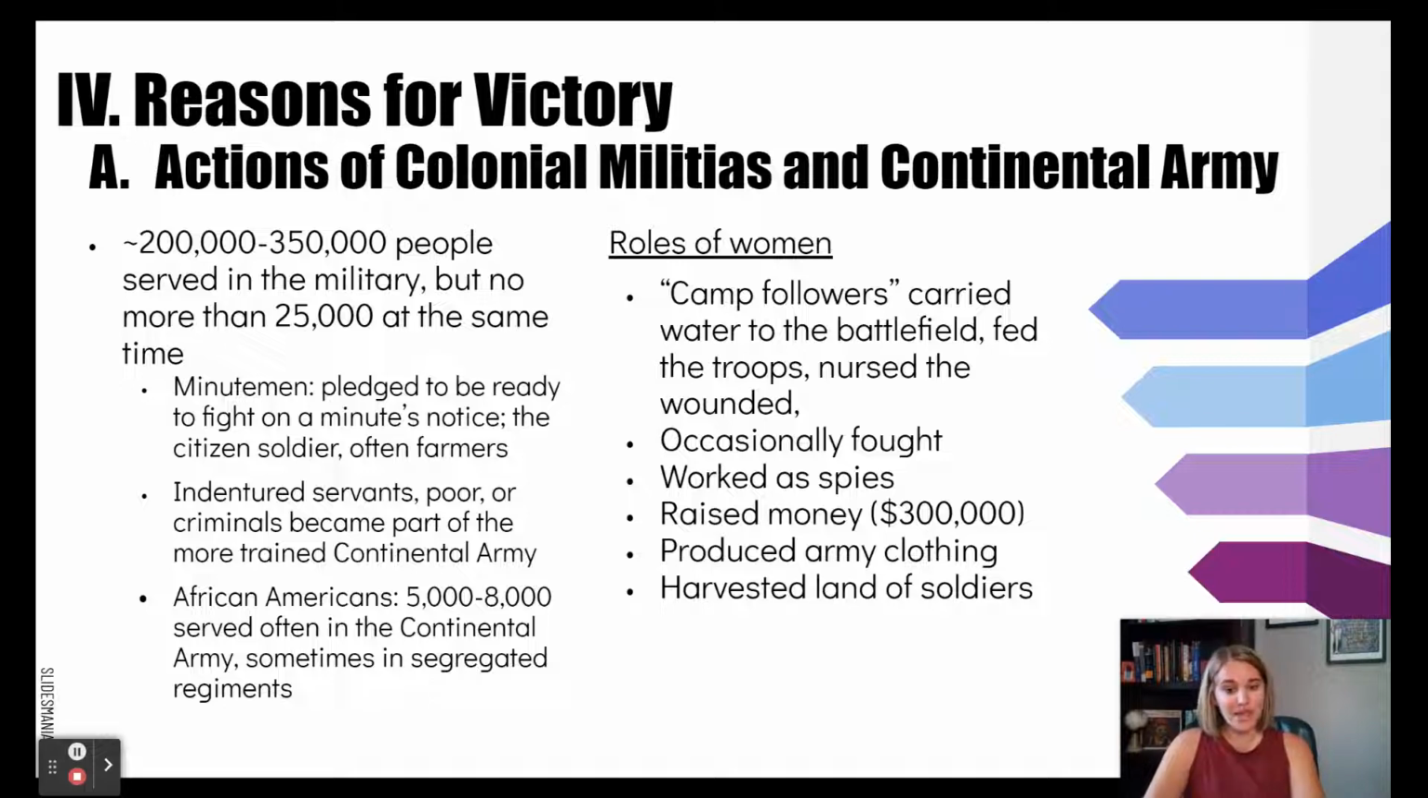Additionally, some women worked as spies. Now, this isn't proven, but General Thomas Gage was married to an American woman, and there are some people who believe that she actually acted as a spy and was able to do that very effectively because of her close connection to the general. Some women raised money. In fact, some women raised up to $300,000, and that is in the Revolutionary era amount of money. Producing army clothing was another common task, and harvesting land or taking over businesses for people that were enlisting in the army was another common role.